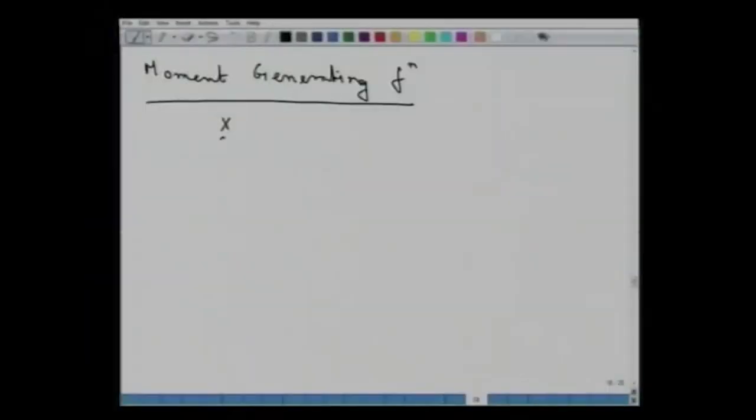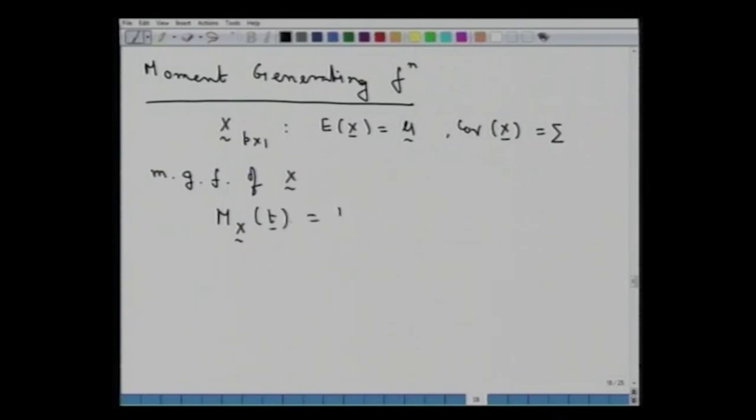So, we have x, a p dimensional random vector with expectation of x given by this mu vector and covariance matrix of x given by the sigma matrix. Then the moment generating function, MGF, of this random vector x is defined to be the expectation of e to the power t prime x. This is how one defines the moment generating function of the p dimensional random vector x, provided the expectation exists.